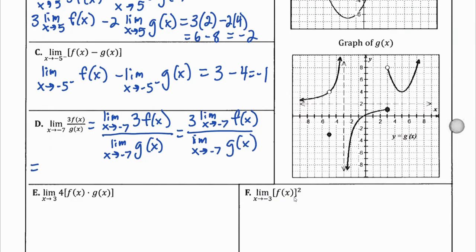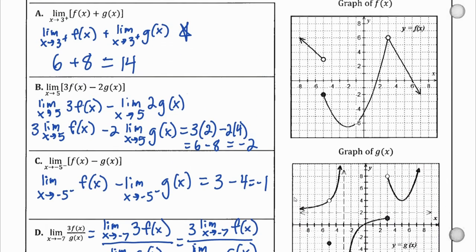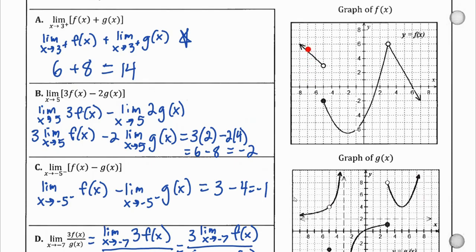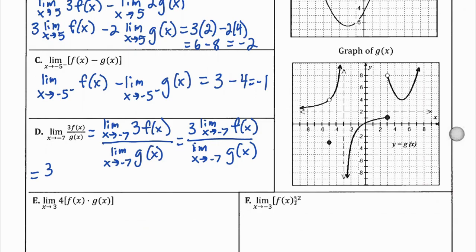So then we can go ahead and plug in because we have a limit for f of x and a limit for g of x all alone. So we'll do 3, and then as we approach negative 7 for f of x, that is 5. So 3 times 5, and we're dividing that by the limit as we approach negative 7 for g of x, and that is 3. So when we do that, we'll get 15 over 3, which will just end up being 5.